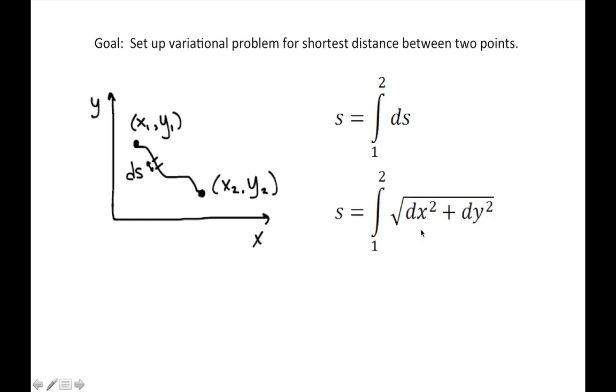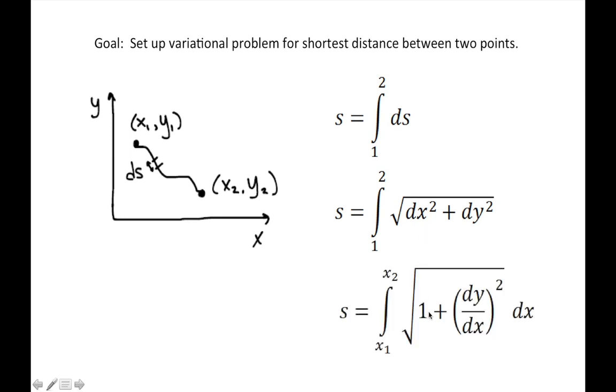Here I've just written ds as the square root of dx squared plus dy squared. And since we want to integrate along x from x1 to x2, we're going to need to rewrite the integral again and factor out the dx. If we factor out the dx, we get this expression, and now we're going to integrate from x1 to x2. And there it is. We have our functional.